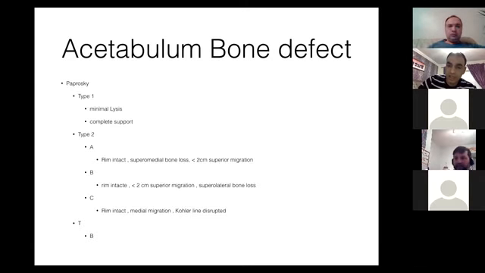You can still get away with the primary acetabular component. In type B the rim is intact, with less than 2 centimeters of superior migration. Now this migration is measured from your teardrop level, which is the floor of the acetabulum. It's mainly superolateral bone loss, and type C is medial bone loss. The bone loss is mainly medial to the Kohler line, but the Kohler line is not going to be disrupted. I think they are all intact, but your lysis will be more medial.